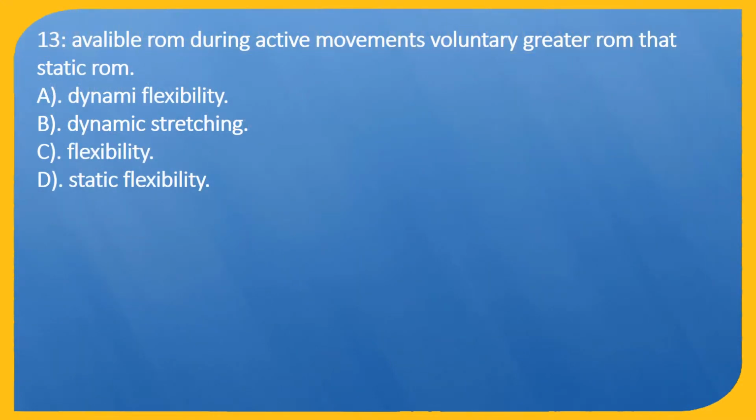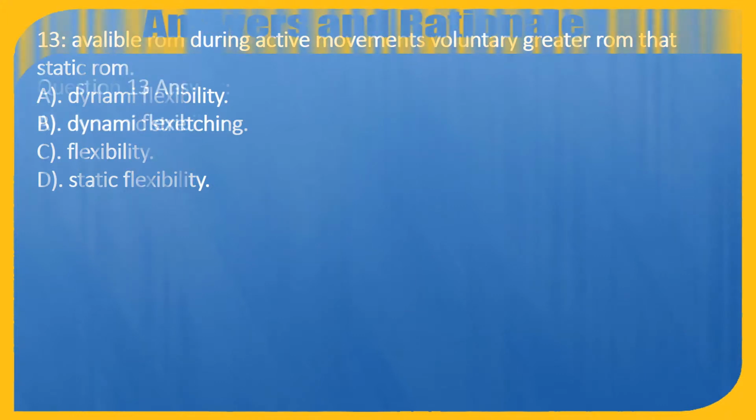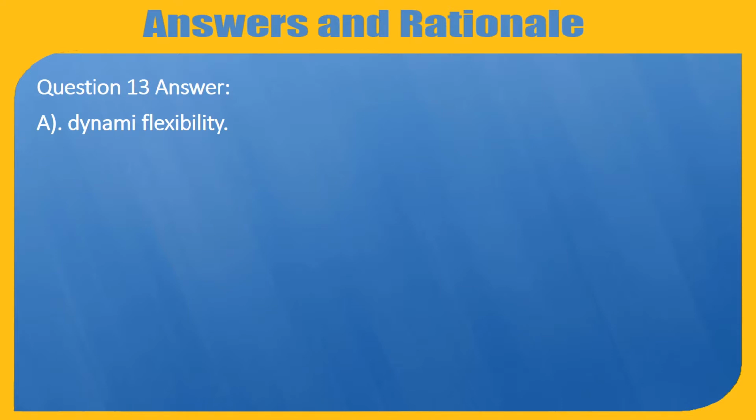Question 13. Available ROM during active movements, voluntary, greater ROM than static ROM. A. Dynamic flexibility. B. Dynamic stretching. C. Flexibility. D. Static flexibility. Question 13. Answer: A. Dynamic flexibility.